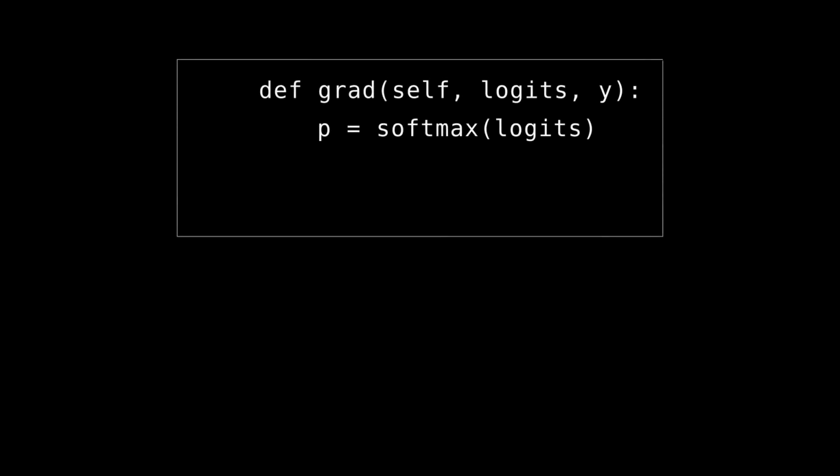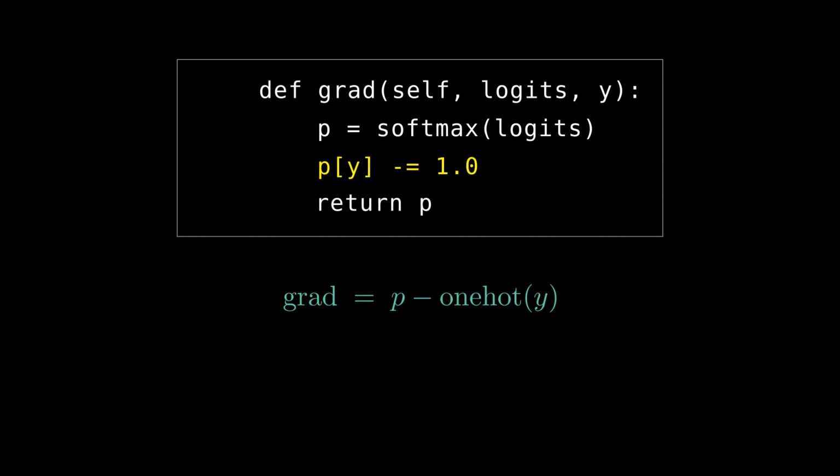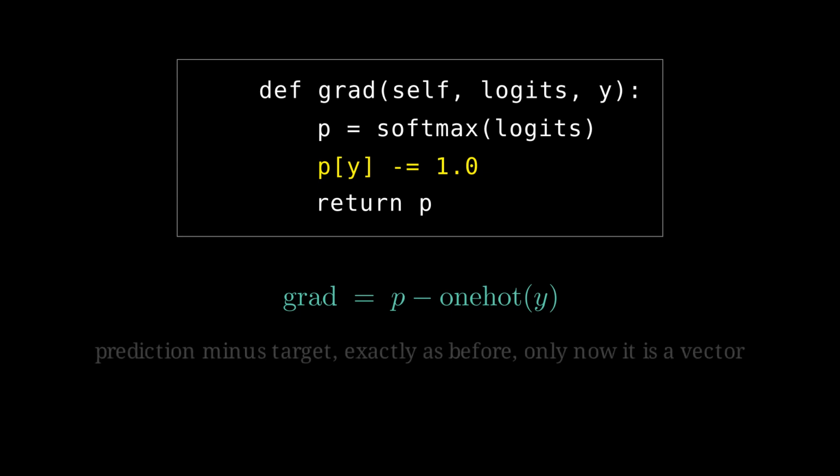Now the moment this whole episode is built around. What is the gradient of softmax cross-entropy with respect to the logits? In the code, the grad method does 3 small things. It computes the softmax probabilities. Then it subtracts 1 from the entry at the true class. Then it returns that vector. Read it out loud, and it is the vector p minus the 1 hot indicator of the true class. It is the residual again. Prediction minus target. Only now, instead of a single number, it is a whole vector.